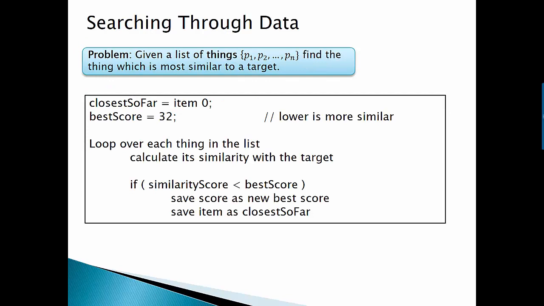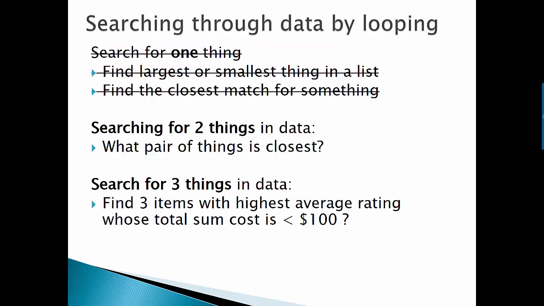And as I suggested, the overall pattern is pretty much the exact same thing as the warm-ups that we were looking at. We loop over all the things, calculate the similarity, and if the similarity is a better score, we save it as the new best score. All right, so in all of those examples, we were looping over a list to find one thing.